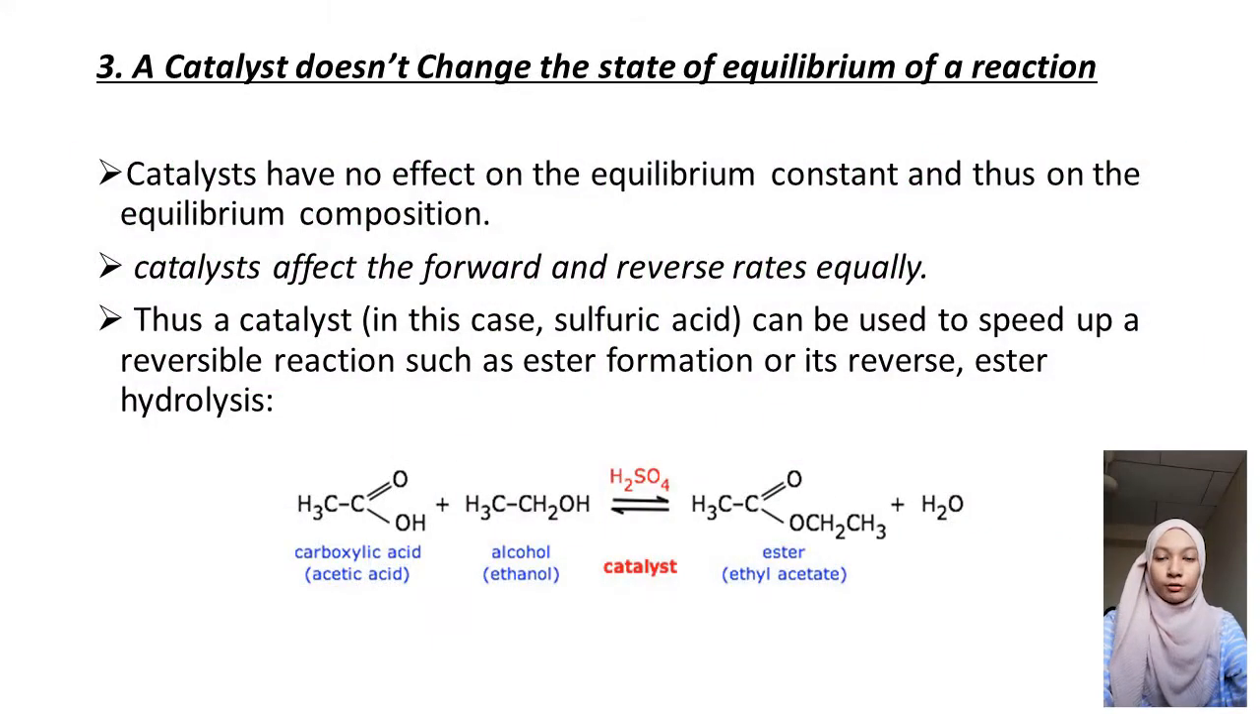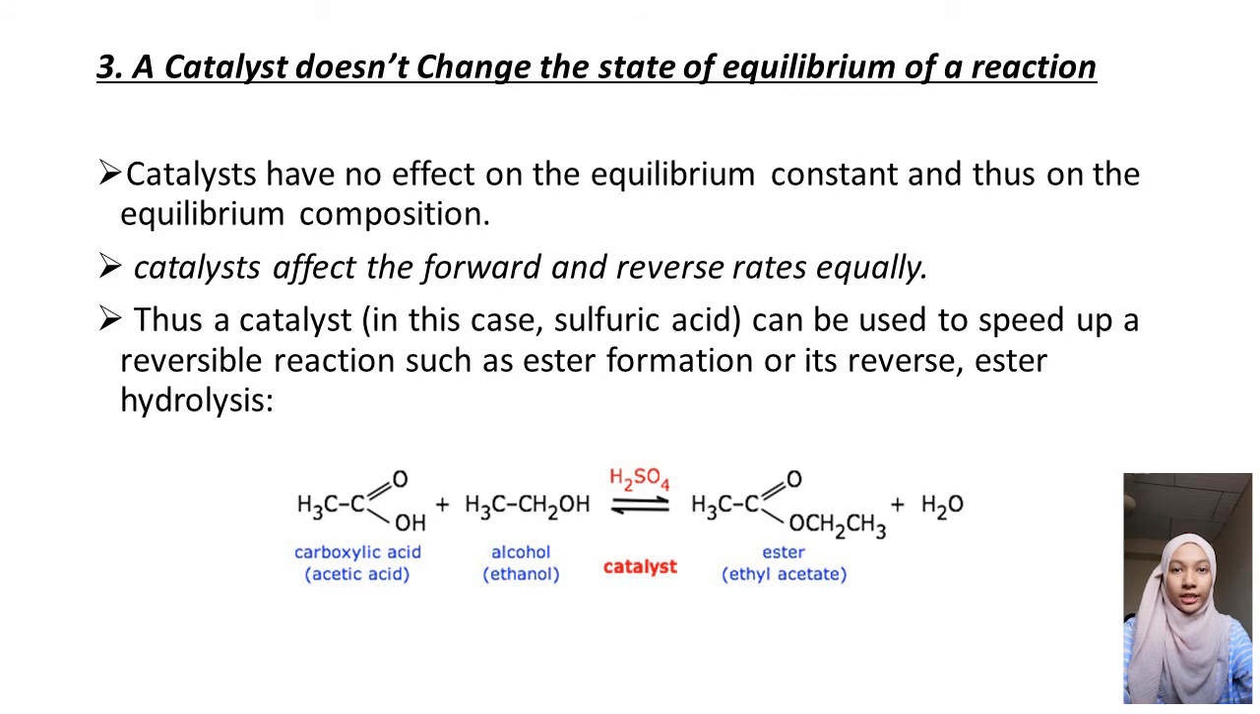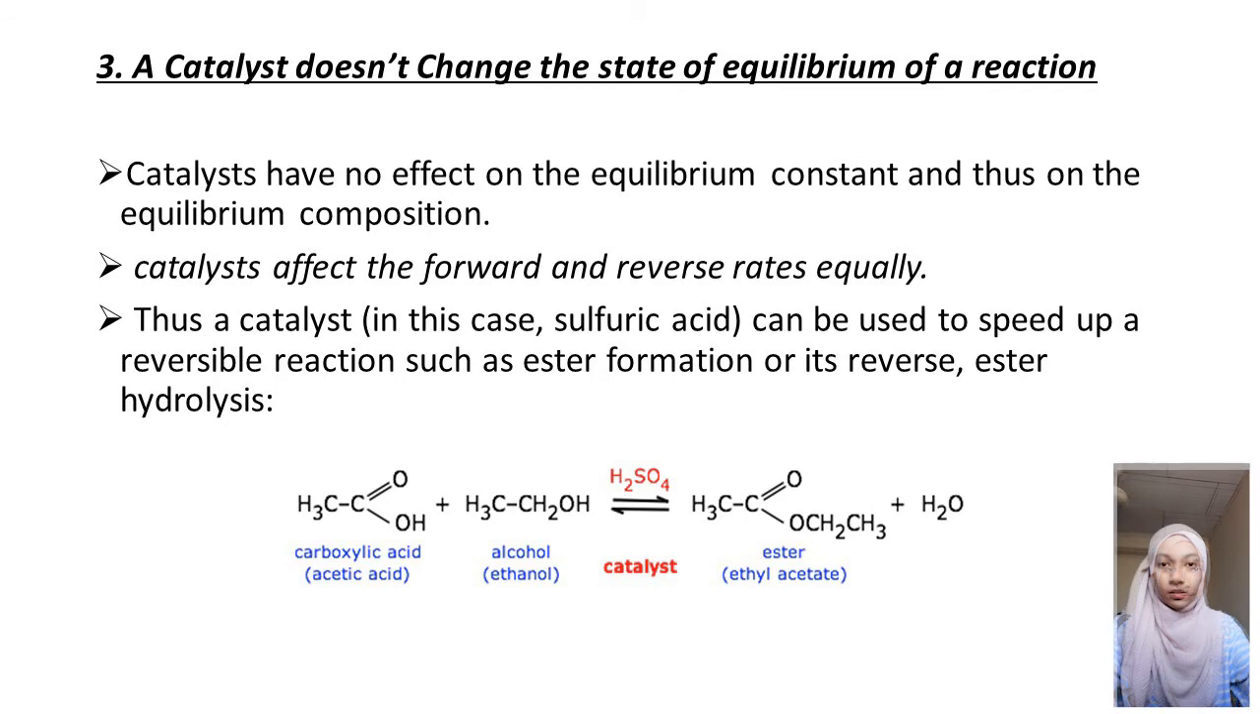In addition, we should know that the catalyst doesn't change the equilibrium state of the reaction. A catalyst increases the rate for both forward and backward reaction equally. Hence, the catalyst doesn't influence the state of the equilibrium of the reversible reaction, but the equilibrium is attained earlier. For example, sulfuric acid is used as a catalyst in the ester hydrolysis reaction to speed up its reversible reaction.